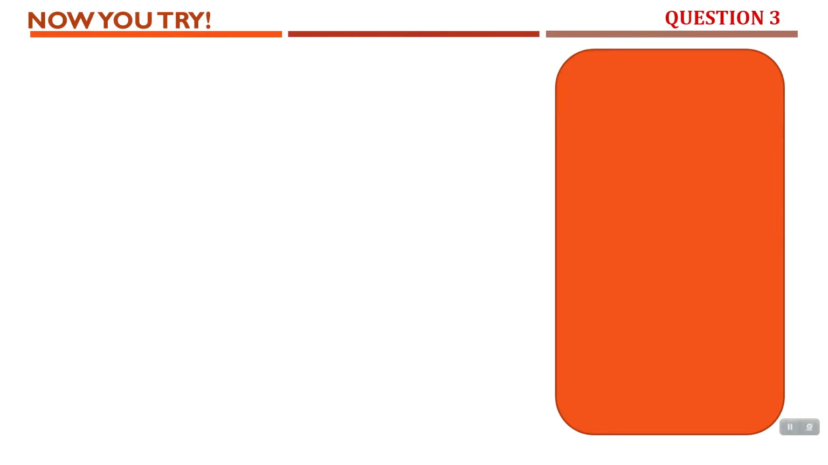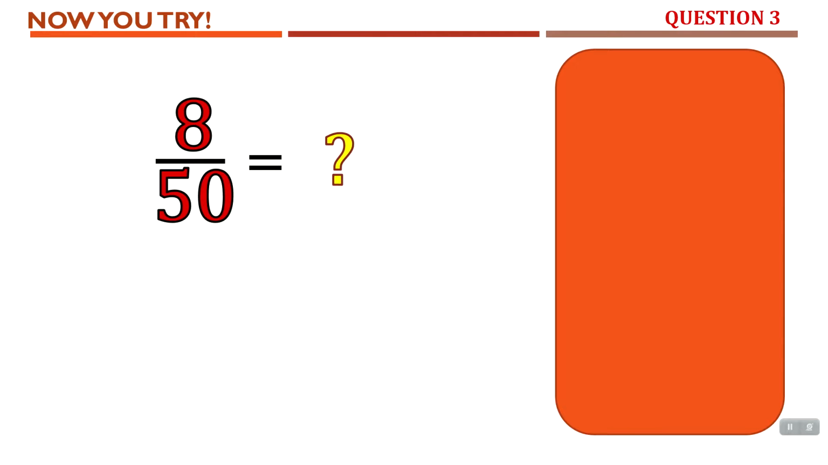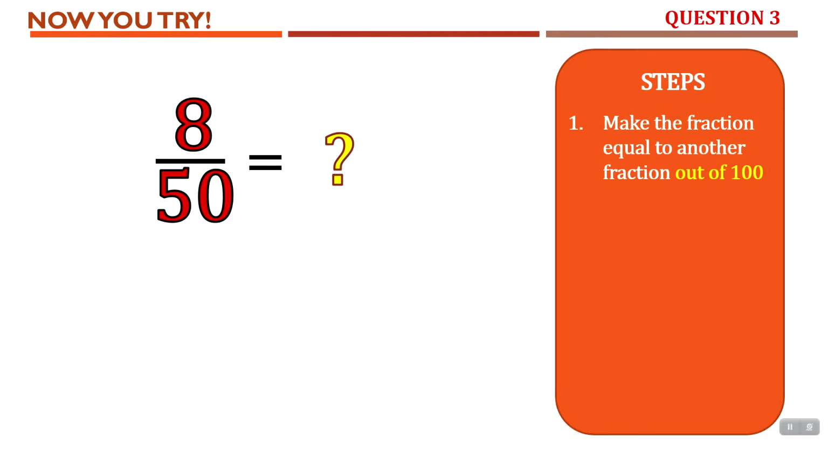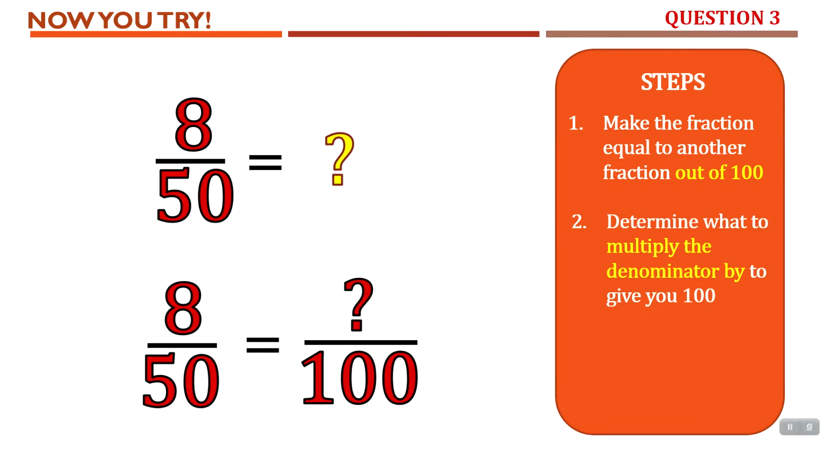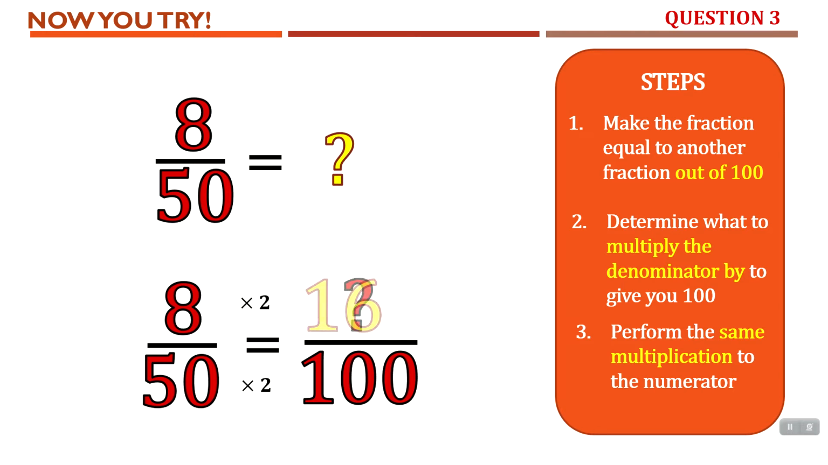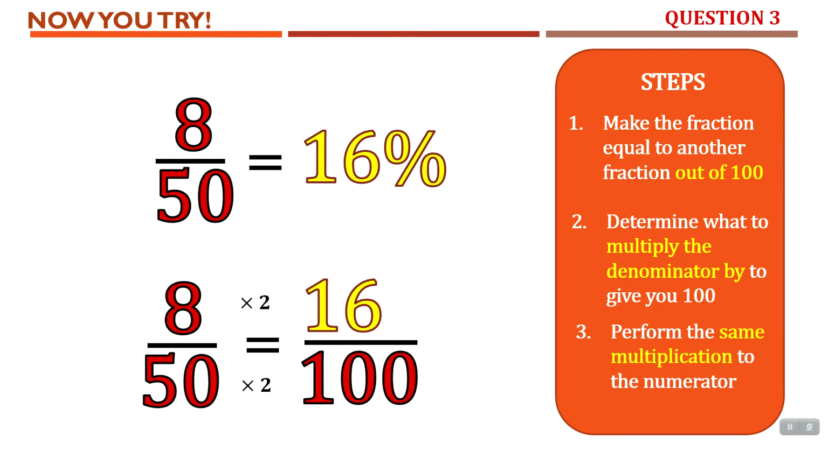Let's try question 3. 8 out of 50 is equal to what percentage? Following the steps again, 8 out of 50 equals what out of 100? Step 2. 50 times what gives us 100? We know that 50 times 2 is 100, and we do the same thing to the numerator. 8 times 2 is 16. And our answer is 16%.